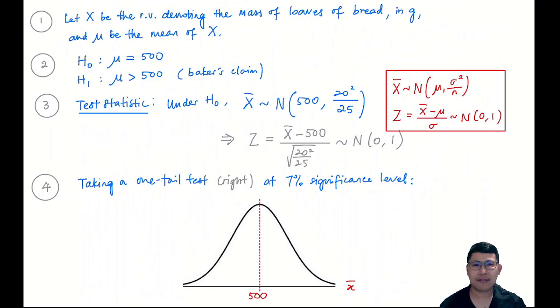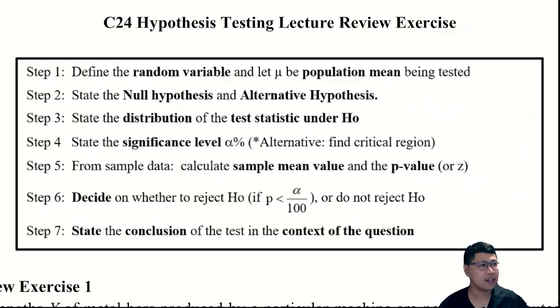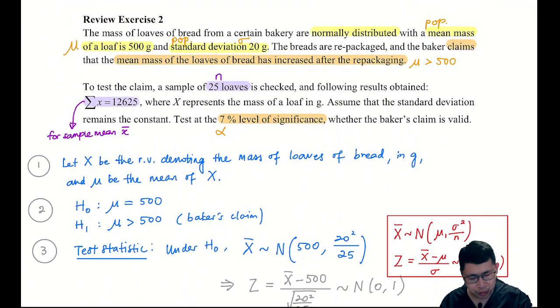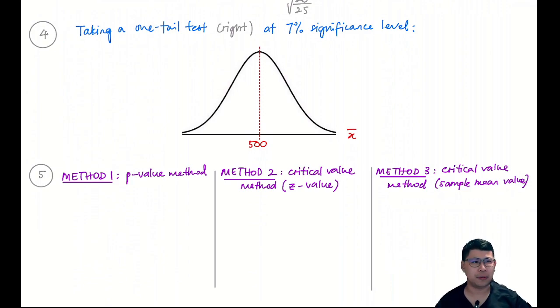Now step 5, let's finally carry out the test. From the sample data, we need to calculate the sample mean value, or the p-value, or the z-value. From this point onwards, I will present three different ways to look at this situation. Let us do the first method first, which is our p-value method. Back to the question, we will need to make use of this sample data to calculate our sample mean.